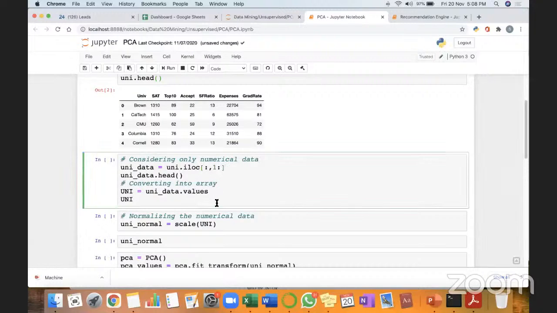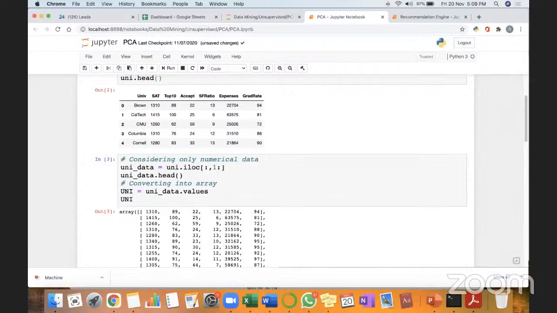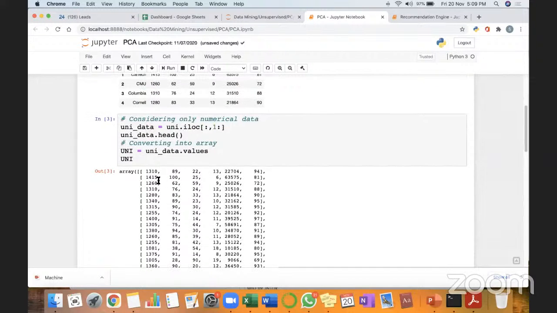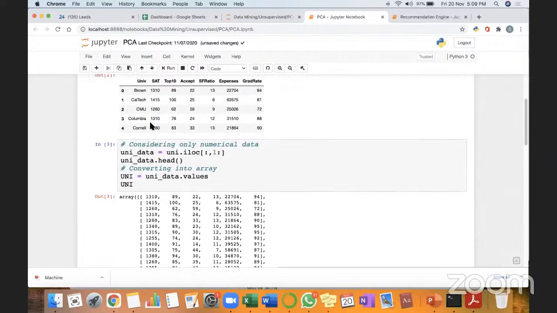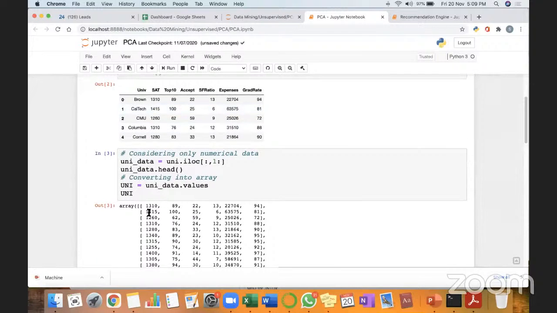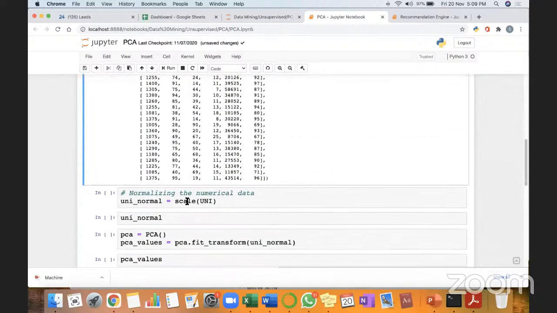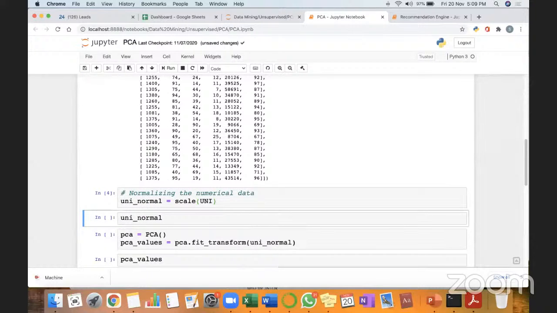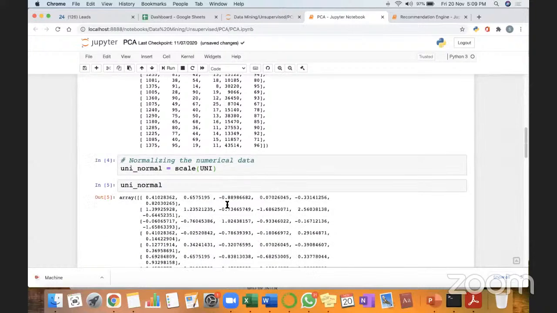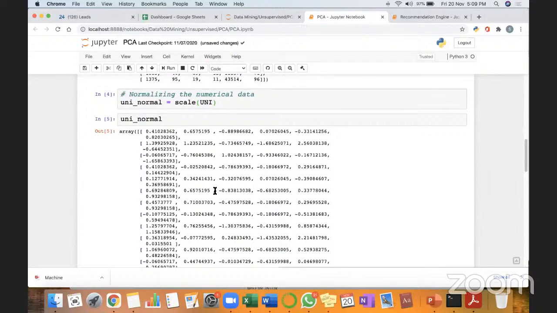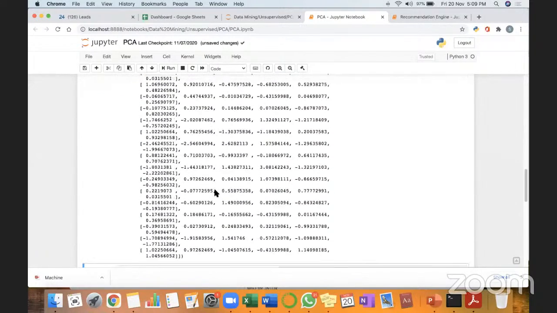So I'm going to get only the first column, then get the values in the array format. So these are nothing but the same data set, but in a different data structure format. So here we have 13, 10, 89, 22, like that. So on this data set, we are going to apply the scaling, scale the university data set. And let us see that scaled version of the university data set. Yeah, so this is the scaled version of the university data set, right?